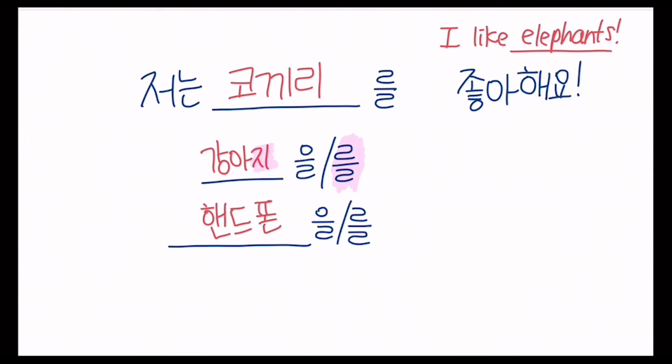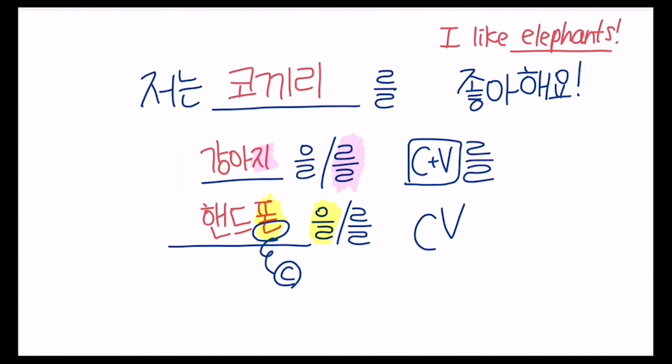핸드폰. If you have a look at this last word, it has an underneath consonant. Do you see this one over here? Because of this underneath consonant, it's going to be used as 핸드폰을. This is the simple way to understand. If it's just a consonant and a vowel only, then you use 를. If it's a consonant, vowel, and you have another consonant, then it's 을. Easy peasy, right?